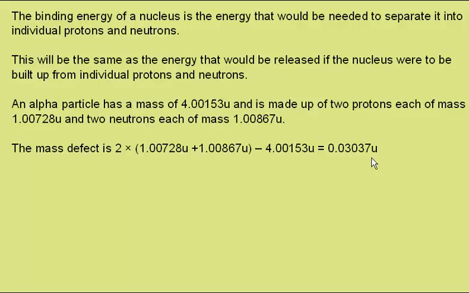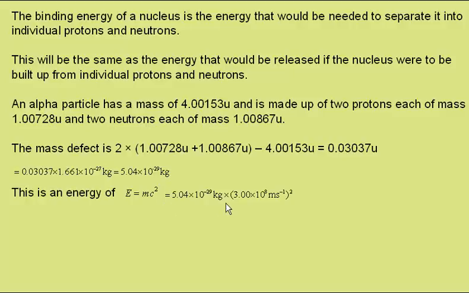To convert this mass into kilograms, we need to multiply by the mass of the atomic mass unit, 1.661 times 10 to the minus 27 kilograms, giving a mass defect of 5.04 times 10 to the minus 29 kilograms. Using E equals mc squared, we can find the energy. This comes out at 4.54 times 10 to the minus 12 joules. To convert this into electron volts, we divide by the charge on the electron, and this gives us 28.4 times 10 to the 6 electron volts, or 28.4 mega electron volts.